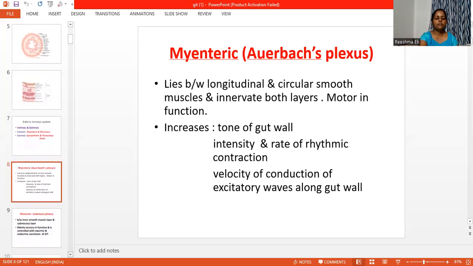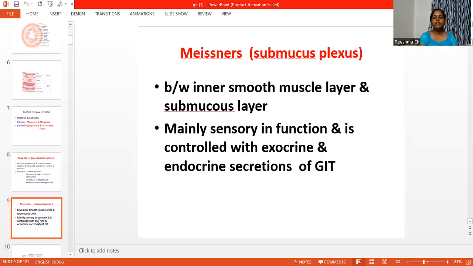Then Meissner's plexus. This is otherwise known as the submucosal plexus or submucous plexus. It lies between the inner smooth muscle layer and the mucus layer, is mainly sensory in function, and controls the exocrine and endocrine secretion of the gastrointestinal tract.